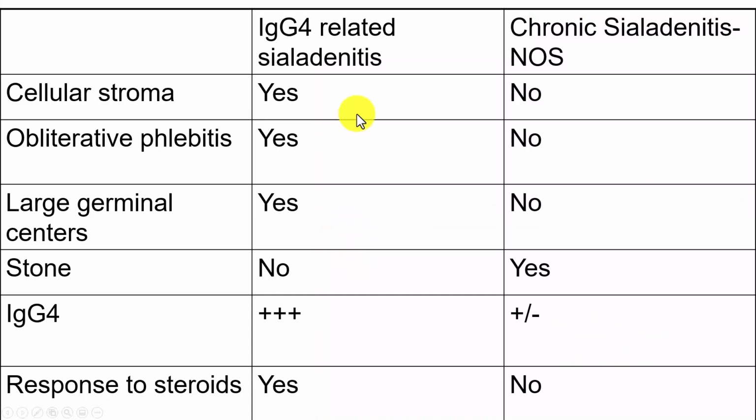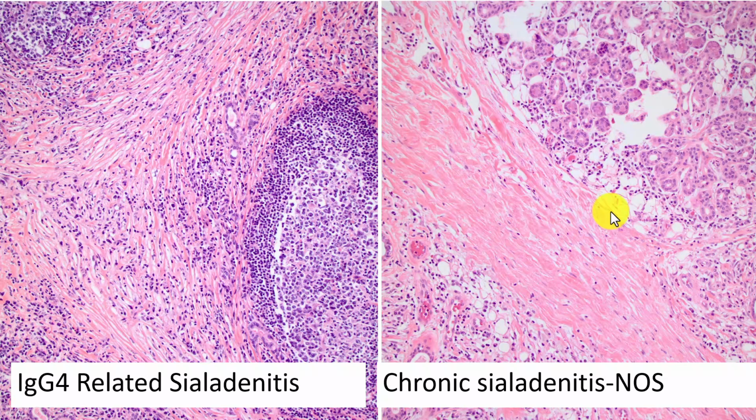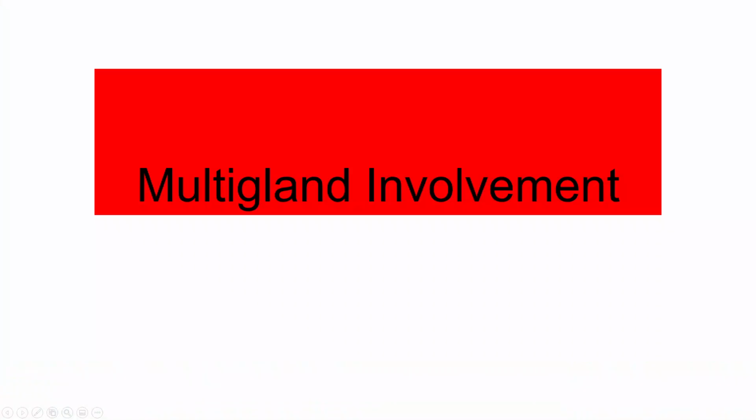So here's your cheat sheet comparing the two diseases. IgG4-related sialadenitis is characterized by cellular stroma, obliterative phlebitis, these very large, geographic, irregular germinal centers, and typically no stones. There could be an overlap in the number of IgG4-positive plasma cells, and the reason we make so much fuss and talk so much about it is that even a short course of steroids is sufficient to get rid of this bilateral submandibular gland swelling. So, if there's nothing you remember from what I just said, compare these two: cellular stroma, acellular stroma. That's it.